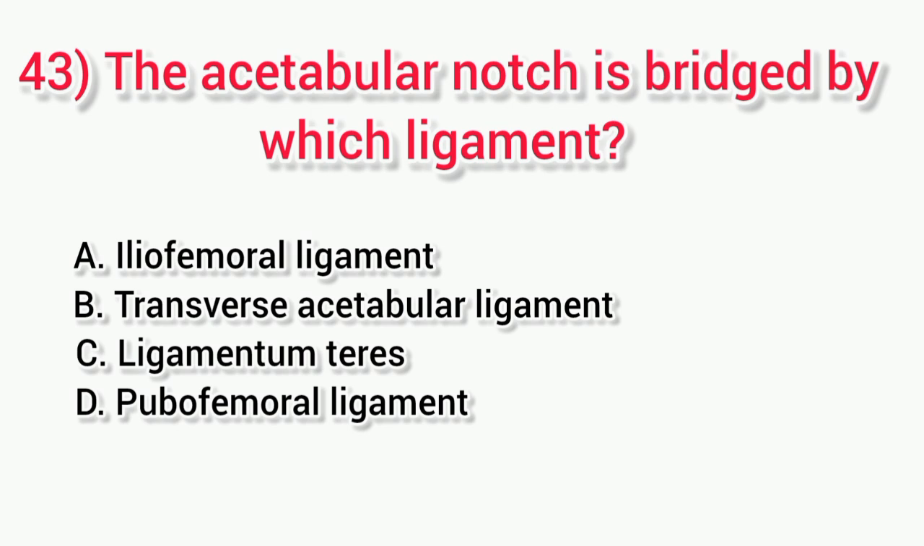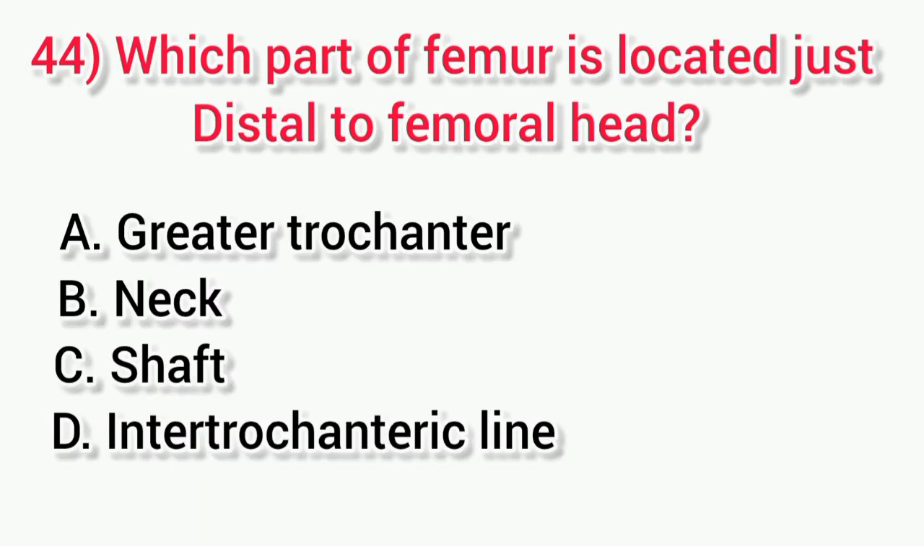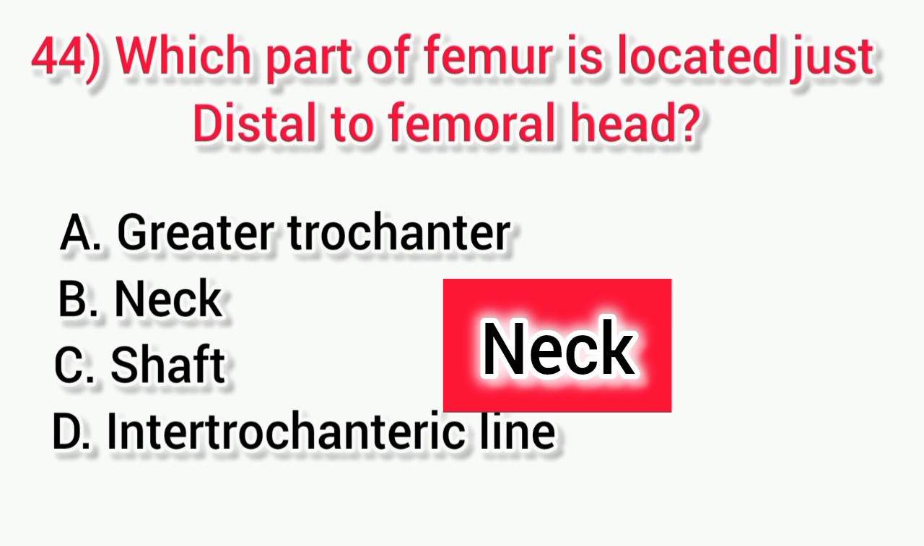The acetabular notch is bridged by which ligament? The right answer is option number B. Transverse acetabular ligament. Which part of the femur is located just distal to the femoral head? Correct answer is option number B. Neck.